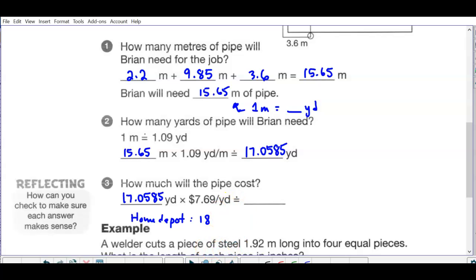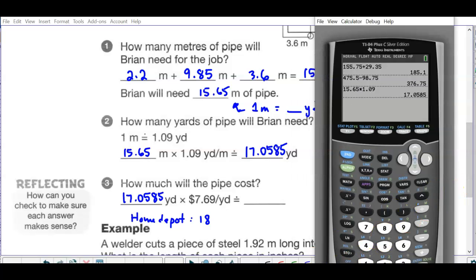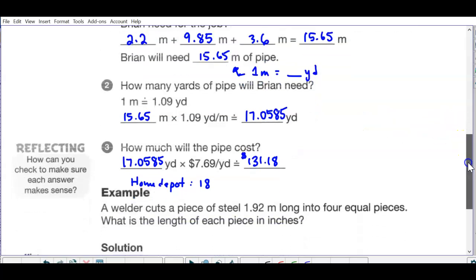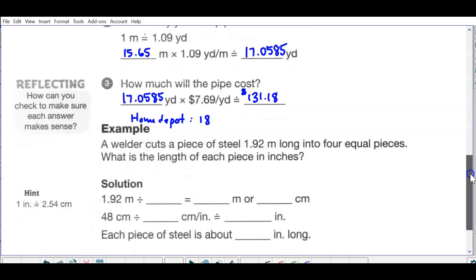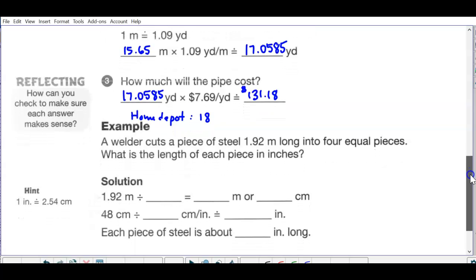In any case, we'll keep it exact because we're assuming this Brian works for a company that he can just charge you the exact amount. Okay, and now it's money. So we always go to 2 decimal places for money. So that's going to be 18 cents. Okay, $131.18. All right. Next one, a welder cuts a piece of steel 1.92 meters long into 4 equal pieces.